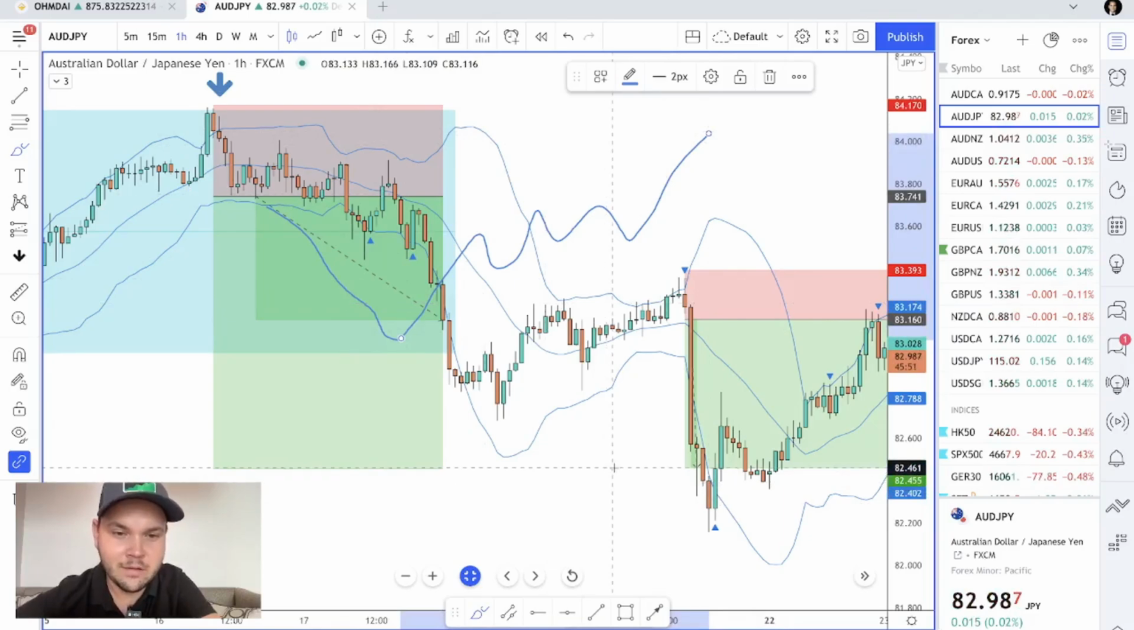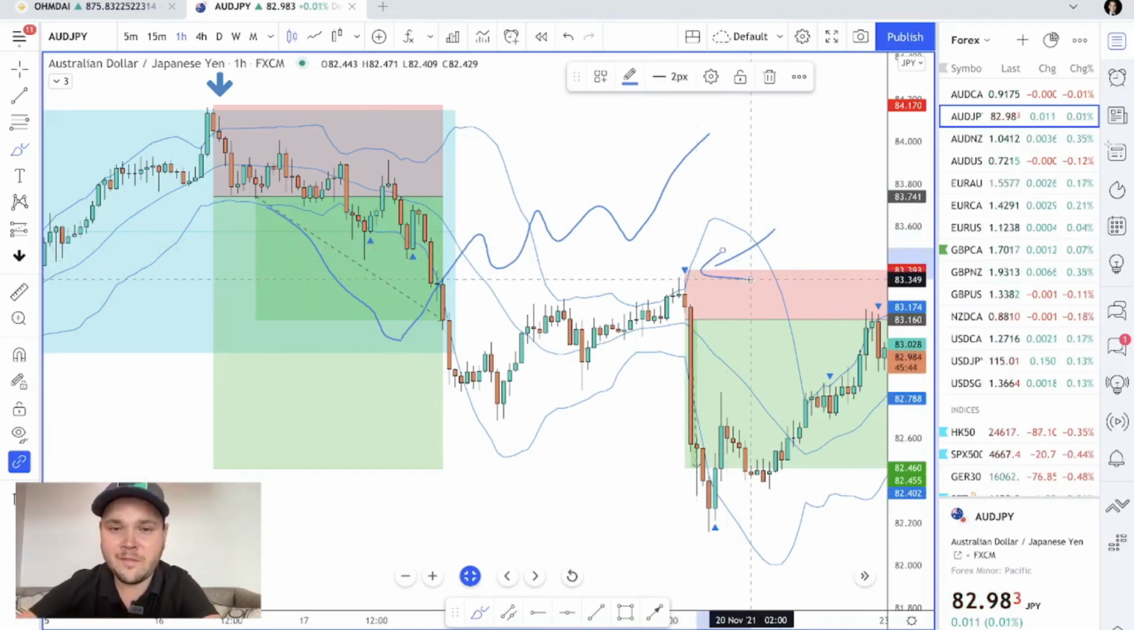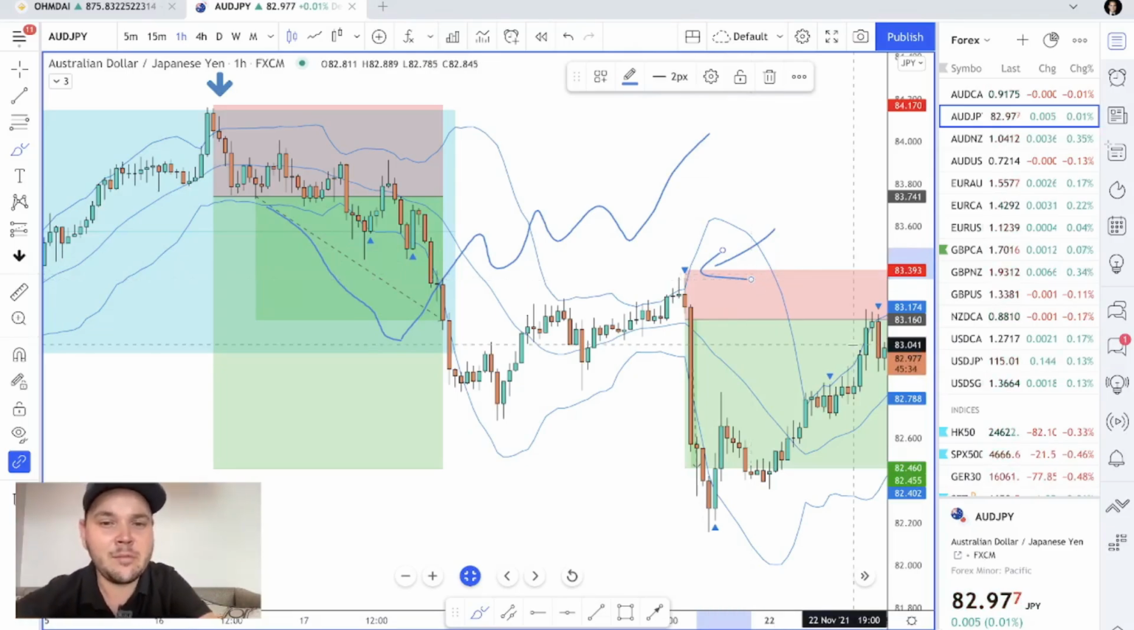It's pointless, right? And that's why this second entry with the pullback here is really, really powerful, because we can benefit from both. The reversal, a small reward to risk, but more accurate, and then we enter on the trend. A bigger take profit, so bigger reward to risk, and sometimes a bit less accurate. So we can benefit from both in that case.